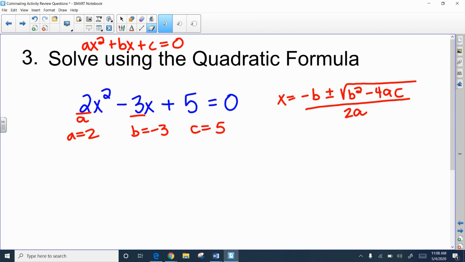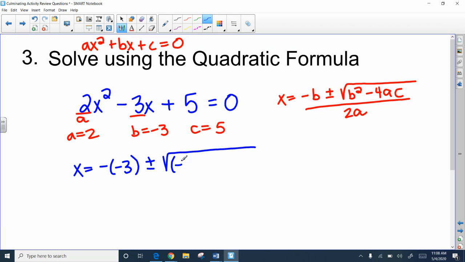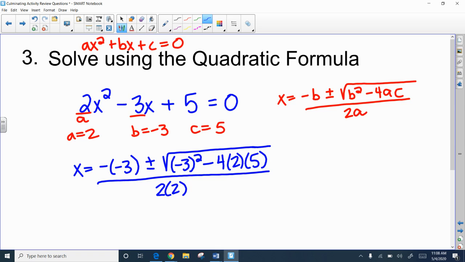All right, let's plug those all in to the quadratic equation here. We're only plugging in the numbers, not any variables. So x equals negative b, that'd be negative negative 3, plus or minus the square root of b squared, so negative 3 squared, minus 4 times 2 times 5, 4ac, all over 2 times 2. All right, now let's simplify. I'm going to simplify what's under the radical first.